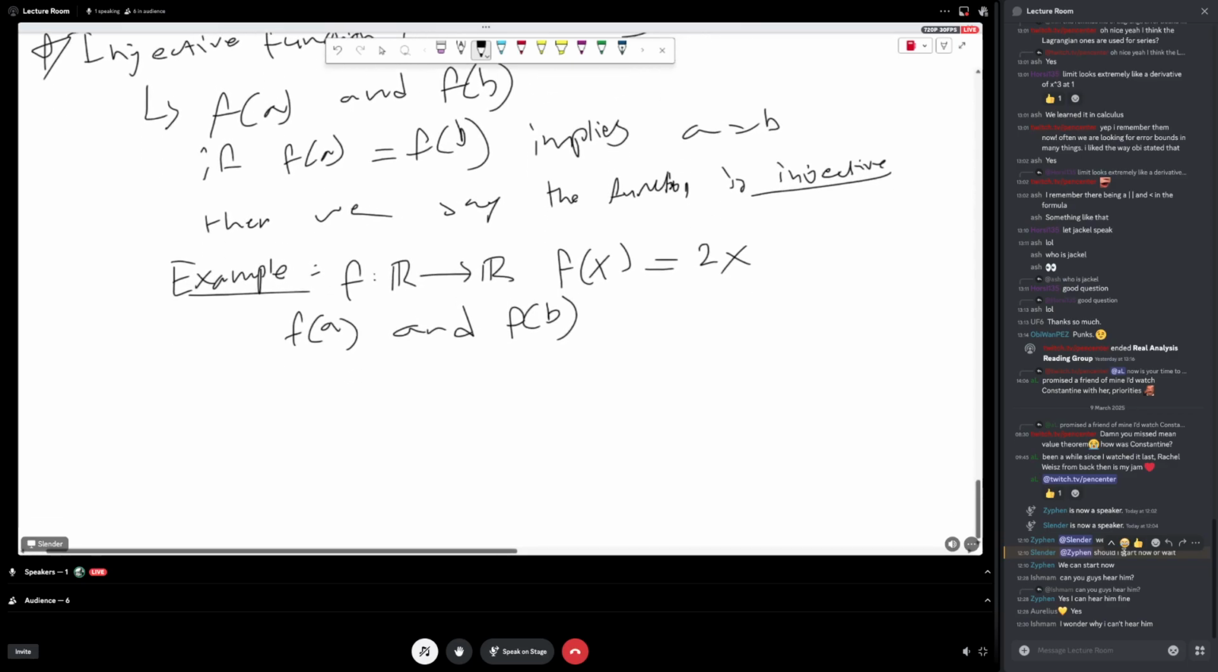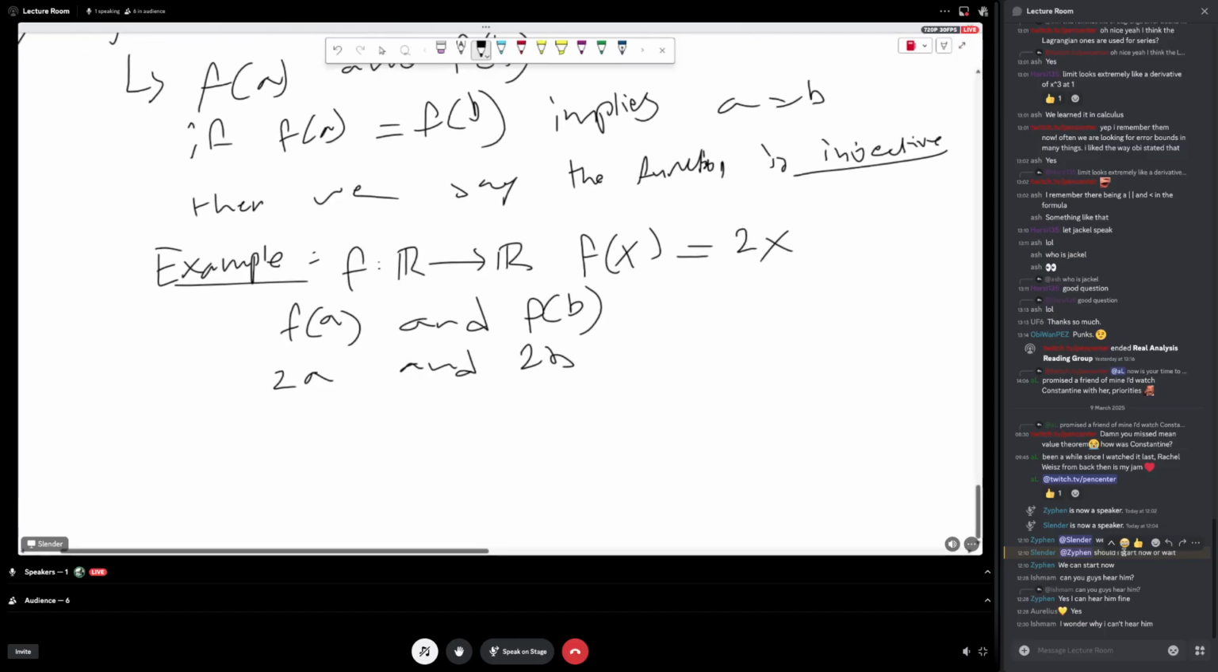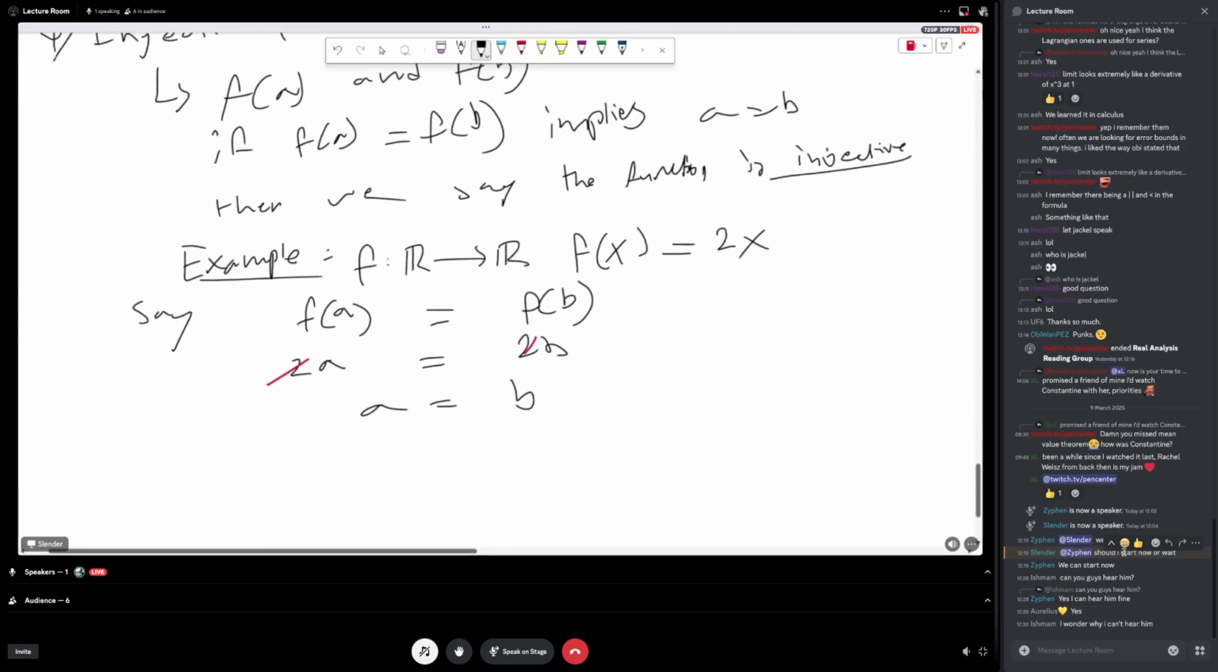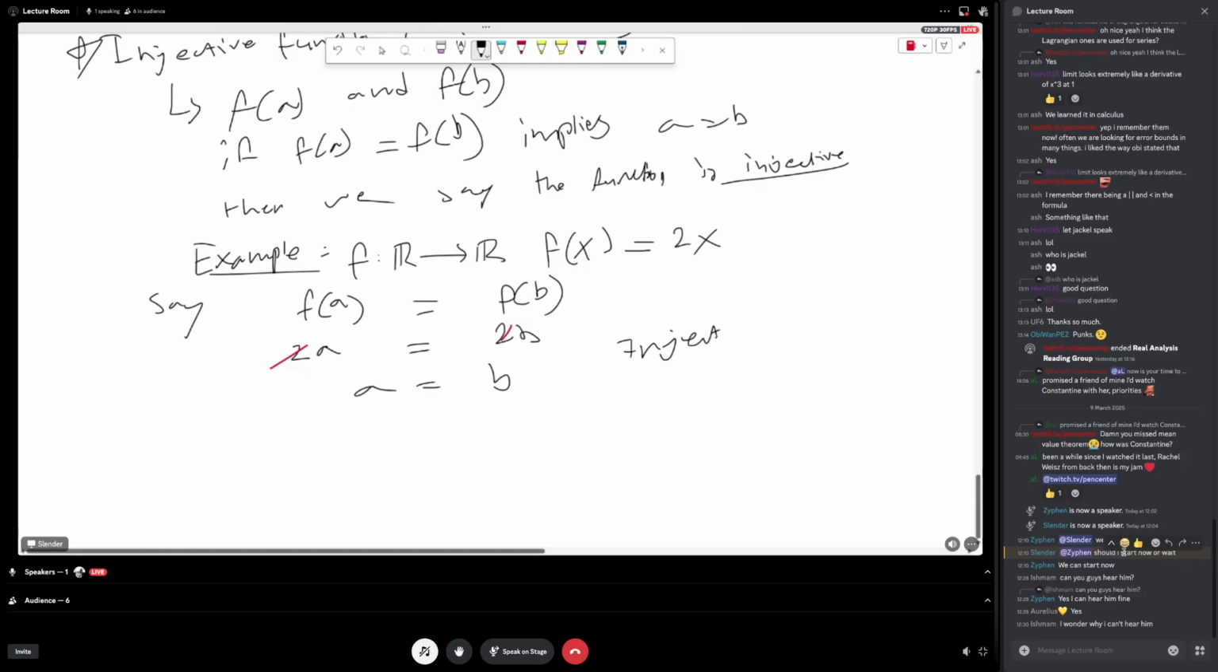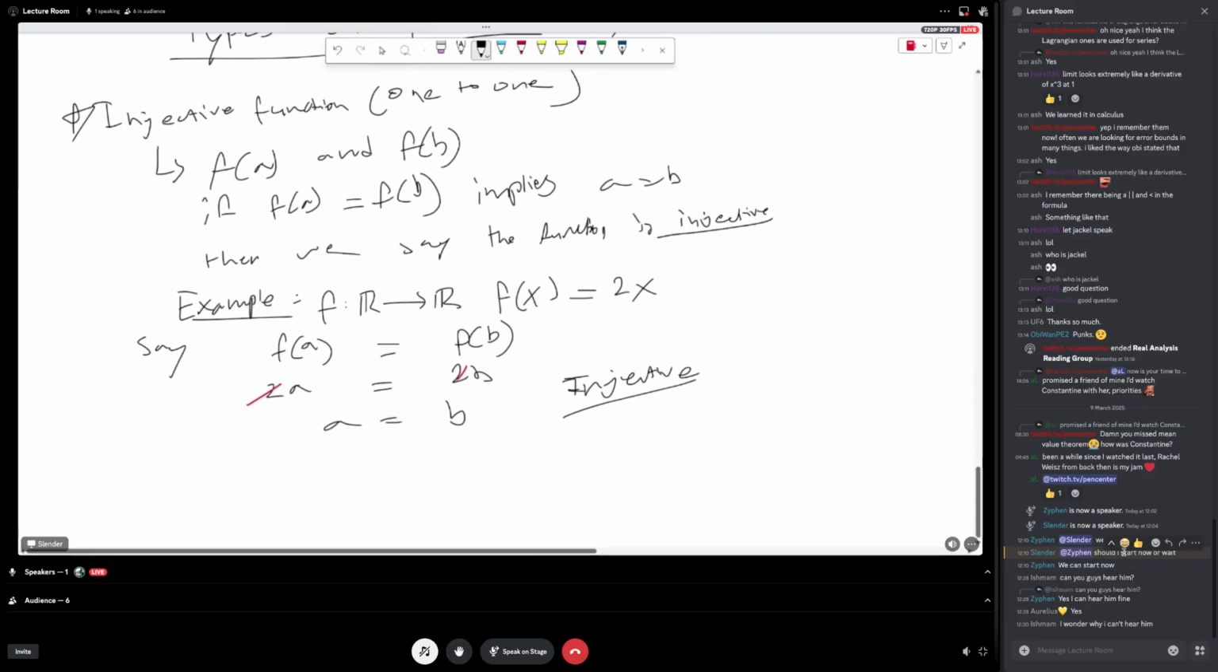So if we have A and B, that is 2A, and that means 2A and 2B. Say A and B are equal. Then we have 2A is equal to 2B, which implies, by dividing both sides by 2, we are just left with A equals B. So this function is injective. That's an example of an injective function.